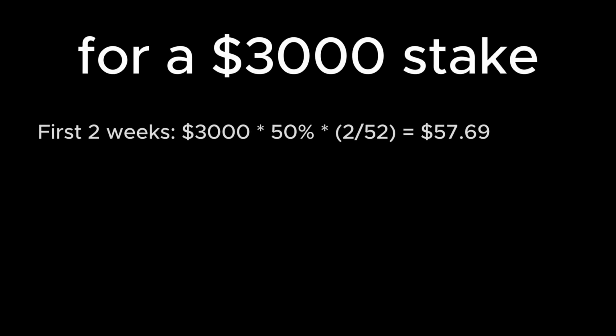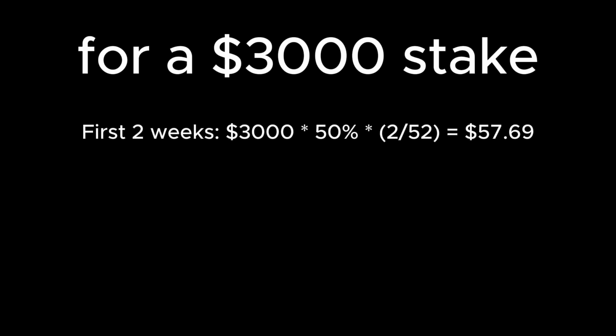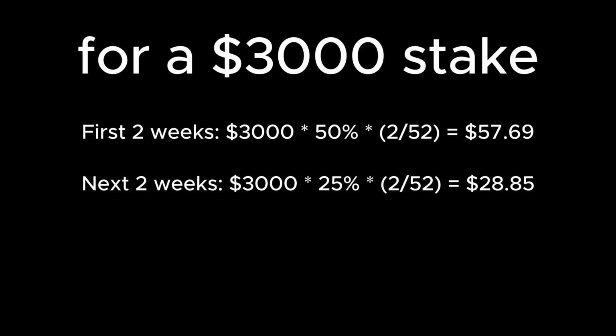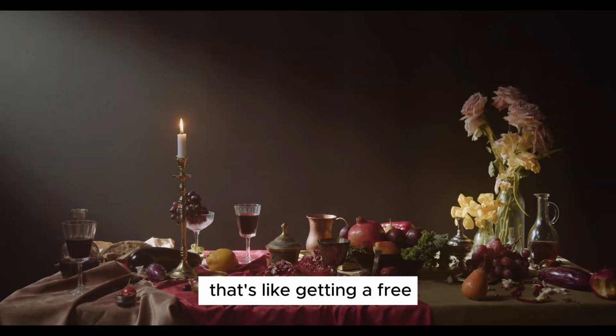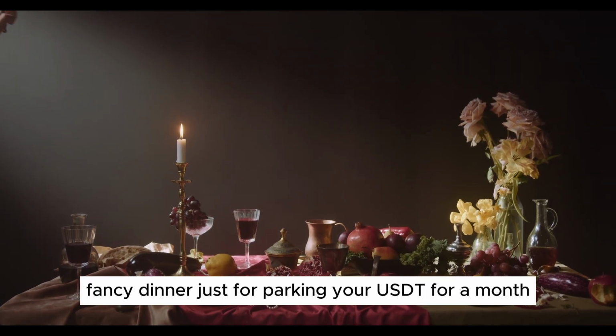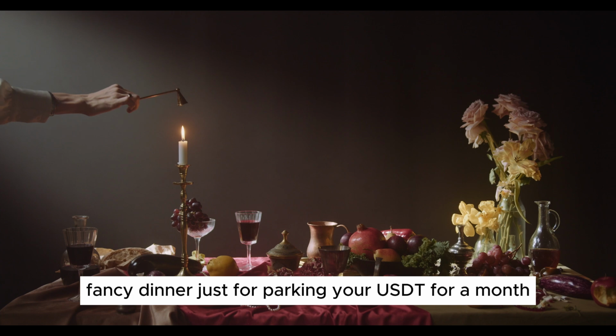For a $3,000 stake, first 2 weeks: $3,000 × 50% × 2/52 = $57.69. Next 2 weeks: $3,000 × 25% × 2/52 = $28.85. Total earnings over 4 weeks: $86.54. That's like getting a free fancy dinner just for parking your USDT for a month.